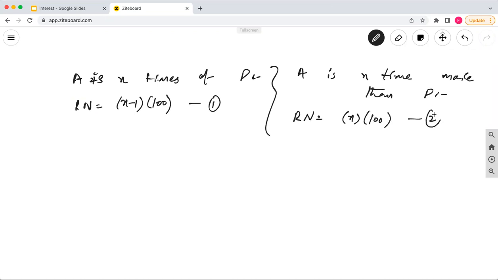So every one of you just understand the difference between these two. What I meant by x times of P and x times more than P. If yes, then I will move forward.